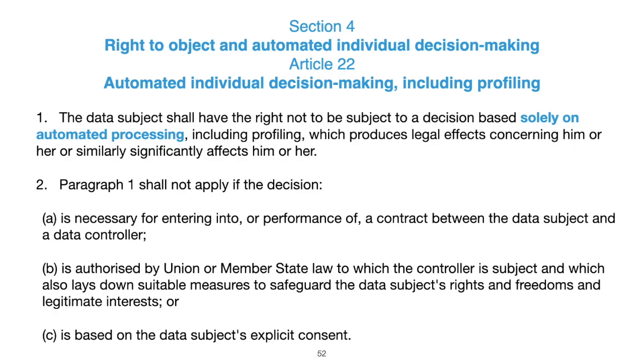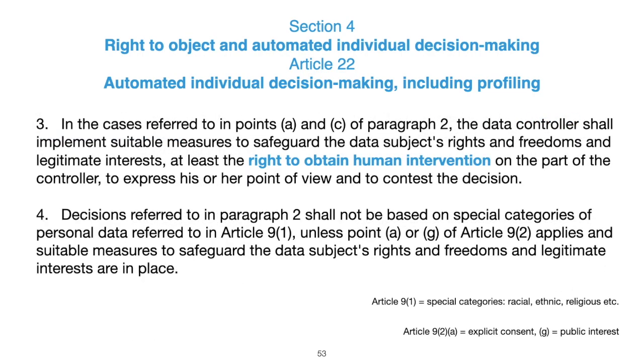So if that automated processing is necessary for entering into or performance of a contract between the data subject and controller, well then you can't object. But the data controller would need to articulate why it's absolutely necessary for entering into that contract. The individual member state to which the controller is subject might actually lay down measures and safeguards that make automated processing okay. And of course, the data subject might consent to the automated processing.